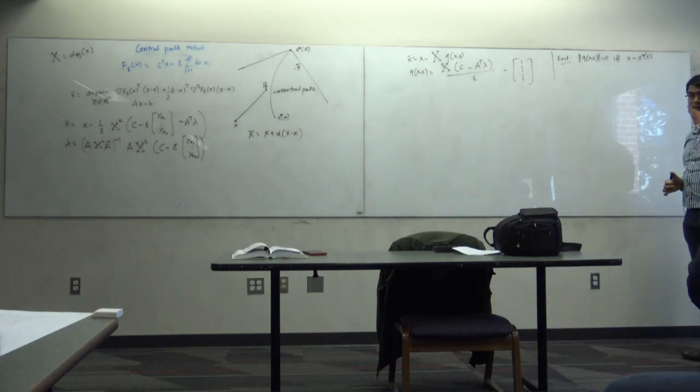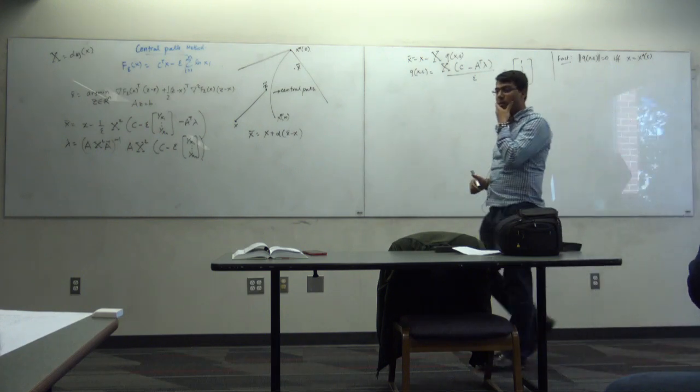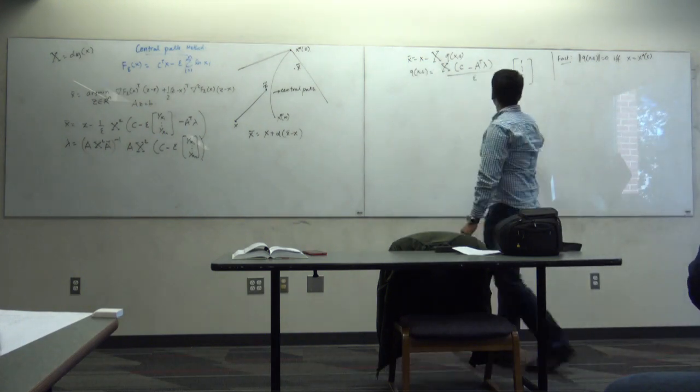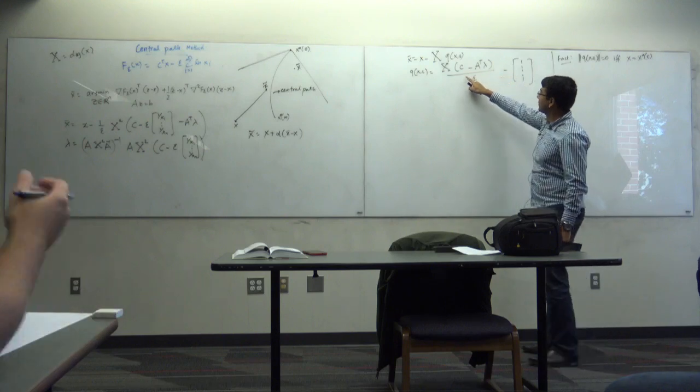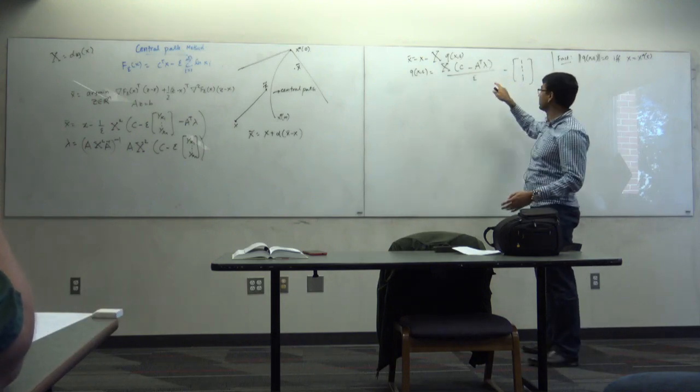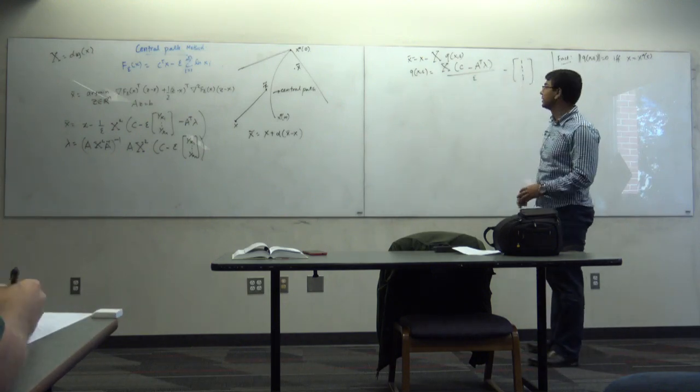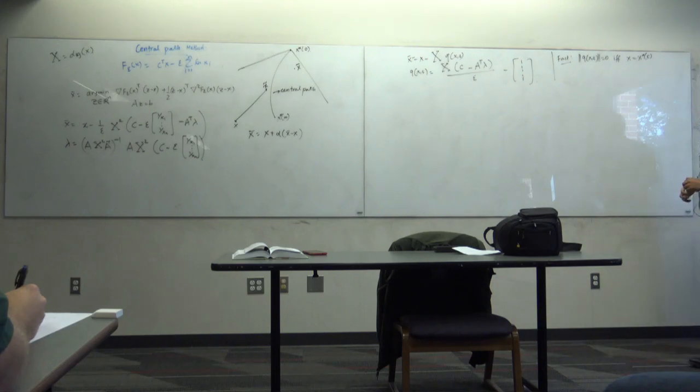Okay. Yeah. Are these 5 ones or is this 10 ones? These are n ones. So this is a vector in dimension n. So this is just 1, 1, 1, 1, 1, 1, 1. Okay, so the ones vector.